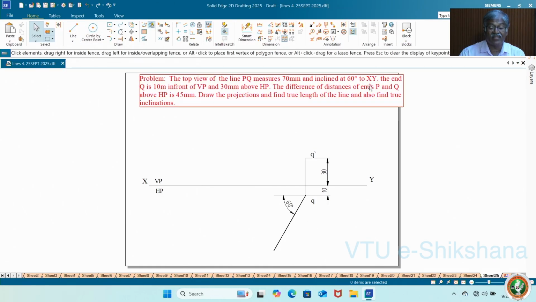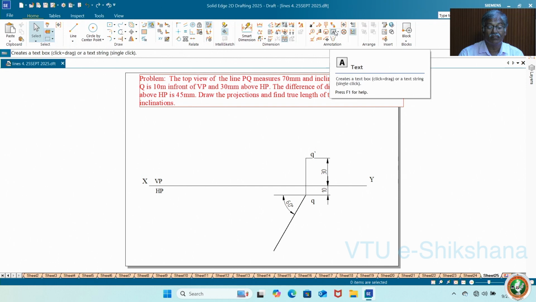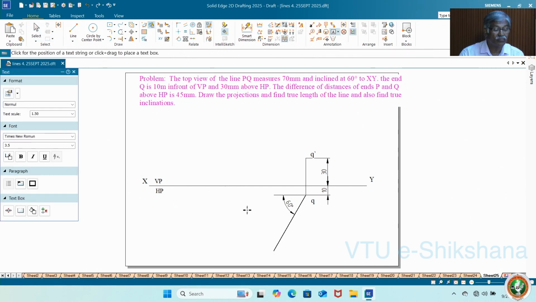Now name this as P. Sorry, Q. Sorry, this one is the left end, P. Correct. Q dash, P. Now I can fix the locus of P, a horizontal locus in the HP area, and I can fix the vertical locus which moves towards the VP area also.